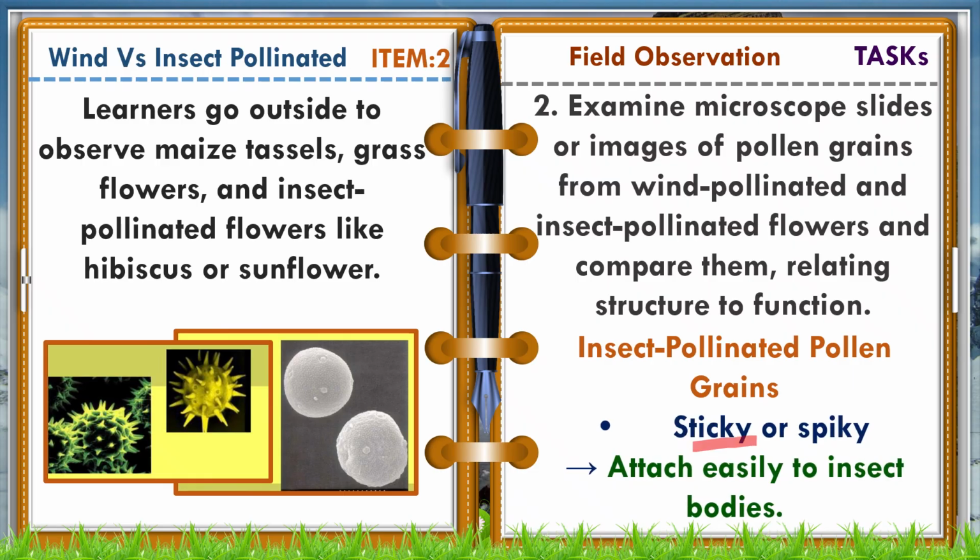Sticky and spiky. For what purpose? To attach easily to insect bodies. So when you look at them, you may not see the thickness, but at least you can see the spikes. And those spikes are the ones that help them to attach easily onto the insect's body.